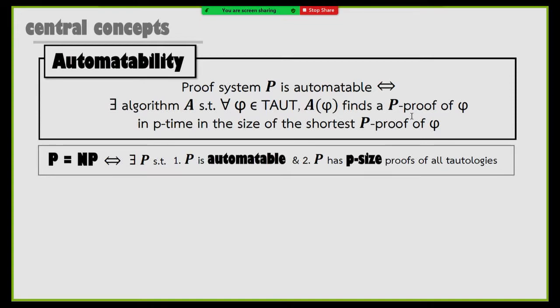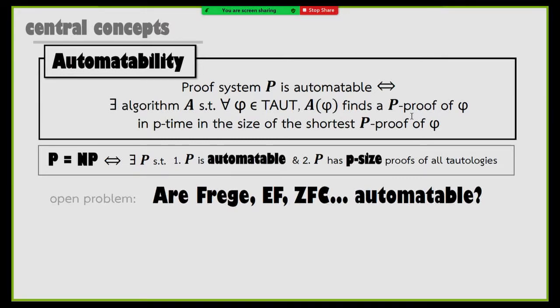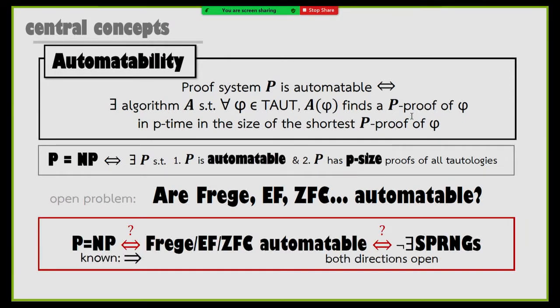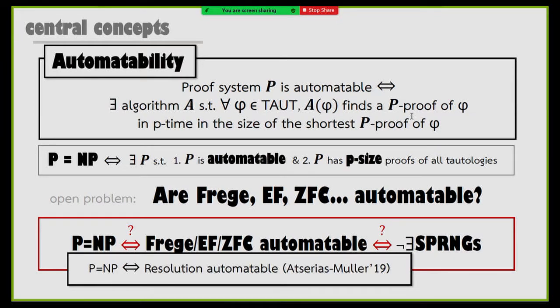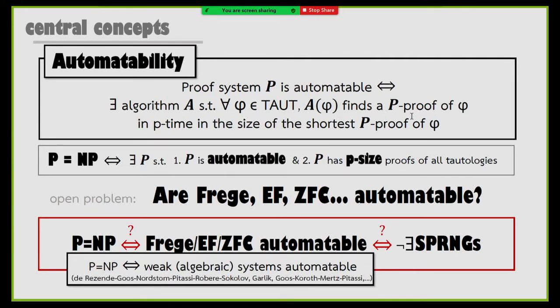So the notion of automatability is important, and the fundamental question we can ask is whether standard proof systems like Frege, extended Frege, and ZFC are automatable. Again, this is a very hard open problem. So at best, we can try to relate it to other standard questions. And again, it's very easy to see that if P equals NP, then you can automate all proof systems like Frege, extended Frege. But the opposite implication is open. It has been resolved recently in case of weak proof systems like resolution. But the question for strong proof systems remains completely open.